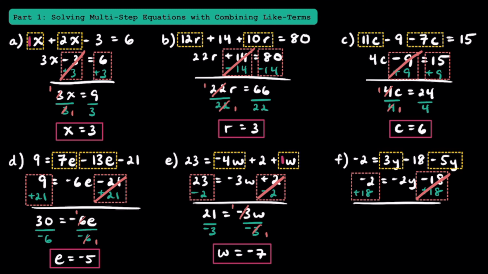And on the left side, since negative 2 plus 18 is equal to 16, we can write 16 is equal to negative 2y. Next, we're going to divide both sides by negative 2. These negative 2's are going to cancel out to make 1. And 16 divided by negative 2 is equal to negative 8, so we can say 1y, or just y, is equal to negative 8. There's our solution. And there you have 6 practice problems where we solved equations where we had to combine like terms.